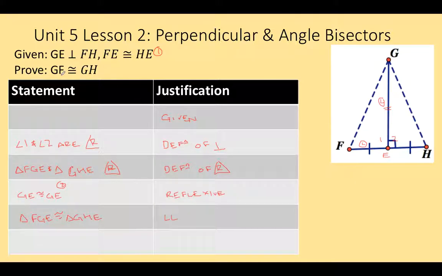Now don't stop here. It didn't ask us to prove that the triangles are congruent. The theorem wants us to show that these two things are congruent. And so we can now go ahead and say that because they're corresponding parts, we can say that FG is congruent to GH, and that would be by CPCTC. All right, and there is the proof for the perpendicular bisector theorem.